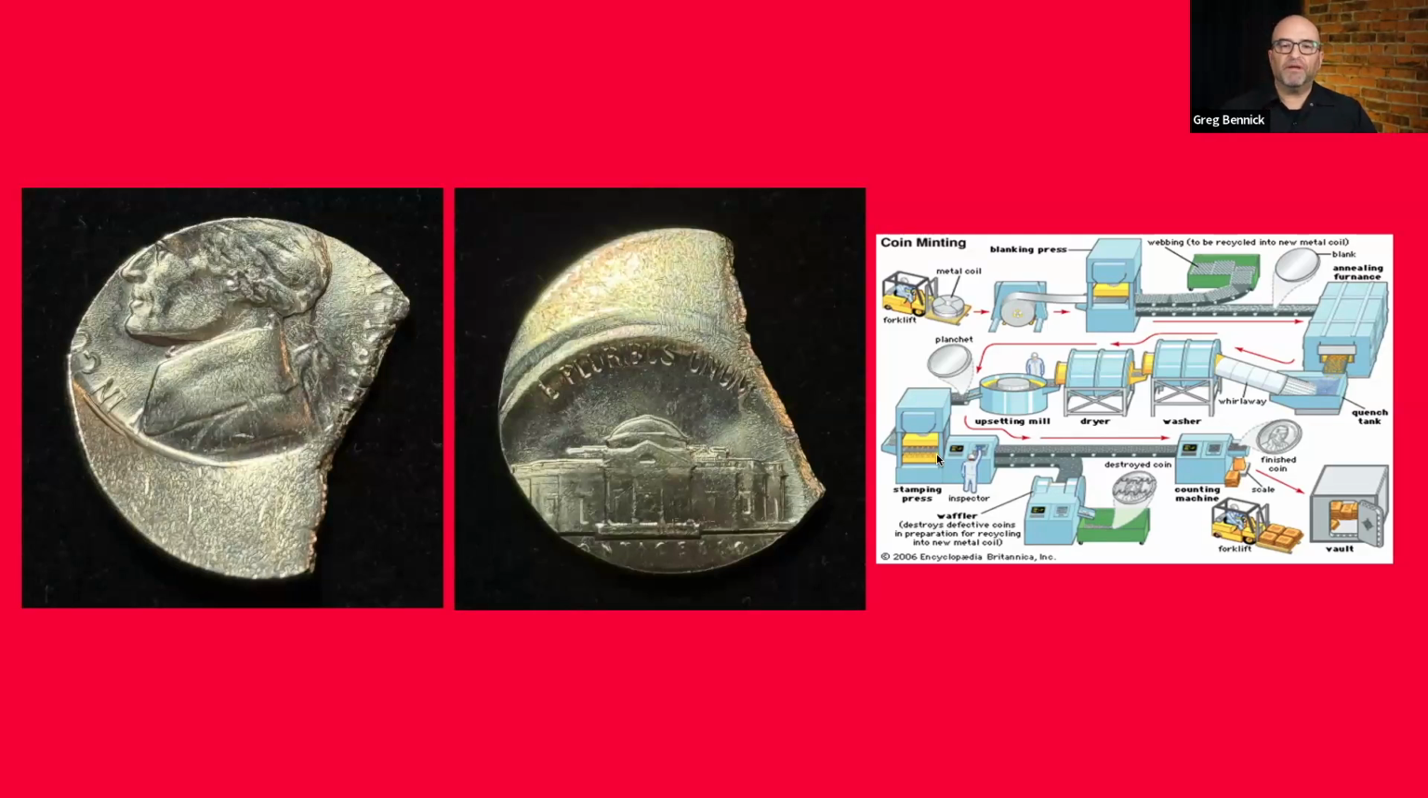But I wanted to jump into a coin that was a strike error. This is actually a combo. It's kind of a planchet and striking error. What we have here is a Jefferson nickel struck off center on what's called a straight clip planchet.